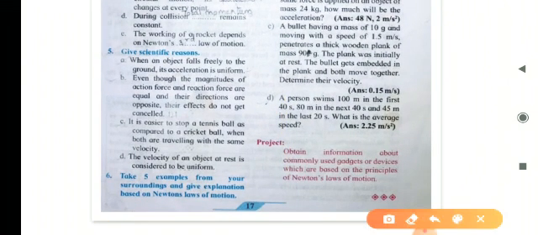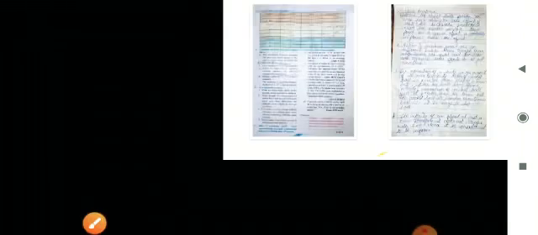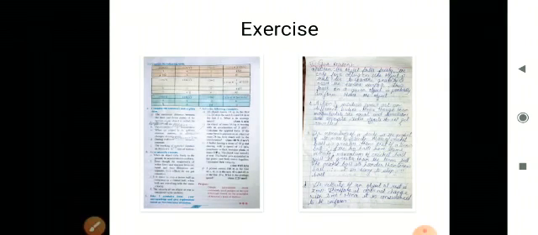First one, A, when an object falls freely to the ground, its acceleration is uniform. So here I have given you the answers for the give reasons. B, you can take a screenshot of it later.